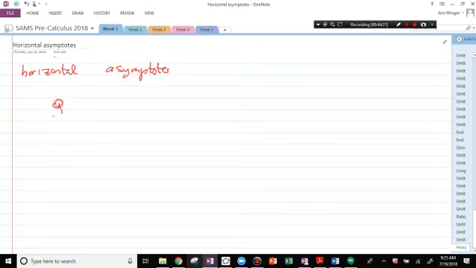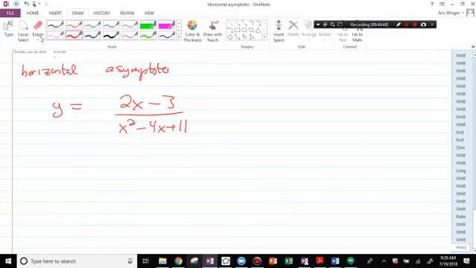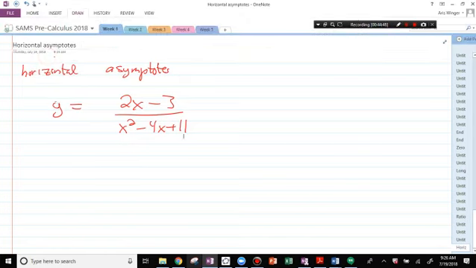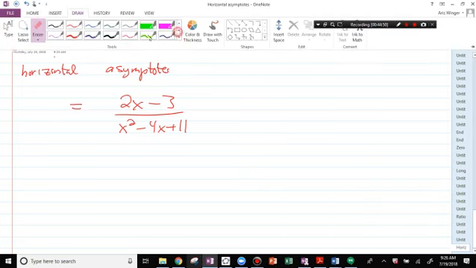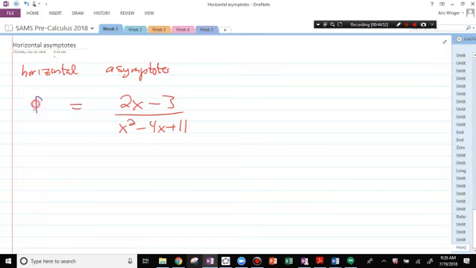Now if I have y equals 2x minus 3 over x squared minus 4x plus 11, I should call that f of x, only because when I say the horizontal asymptote, I want to call that y equals, so I shouldn't use y there. All right. So the question is, horizontal asymptote, what is it?